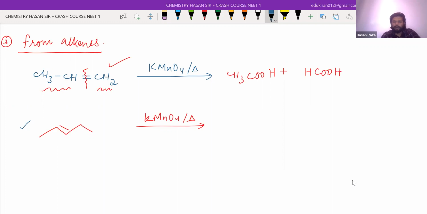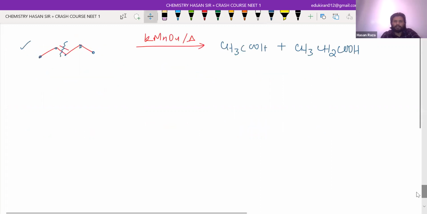Ethanol and propanol. You are oxidizing into acid. Yes, ethanoic acid and propanoic acid. So you are going to break this. On the left hand side, you have two carbons, so you make it carboxylic acid, which is ethanoic acid. And on the right hand side, there are three carbons, so it will be converted into propanoic acid. And this is the formula for propanoic acid. So this is the third preparation of carboxylic acid.